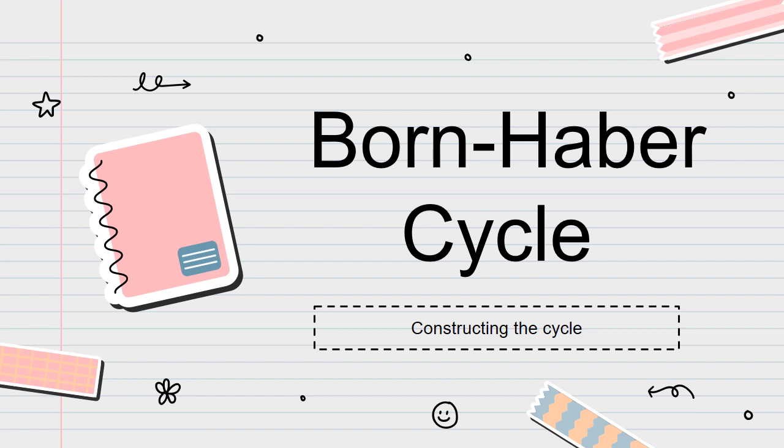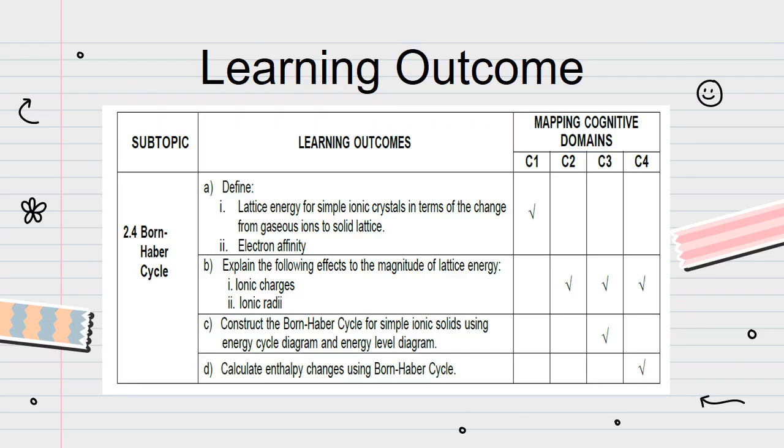Okay, hi everyone. So today we're going to learn a little bit about Haber cycle. We are going to learn about how to construct the cycle. Alright, so let's see the learning outcomes first. As you can see here, there are a few learning outcomes: A, B, C, and D.